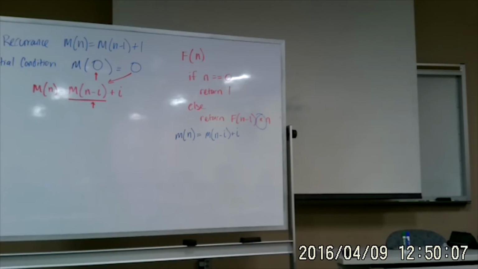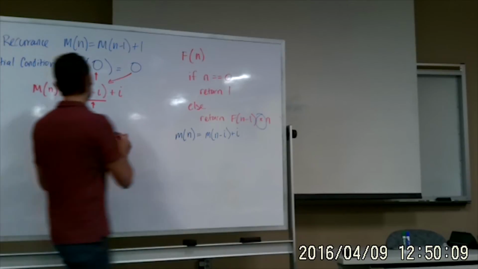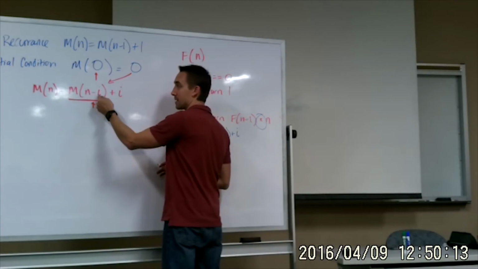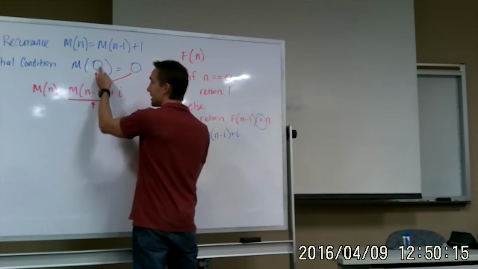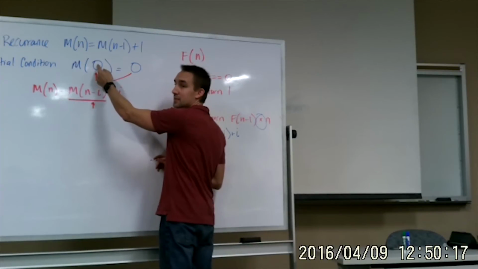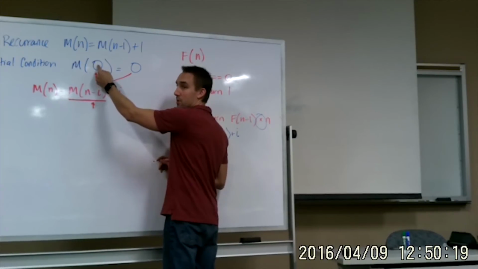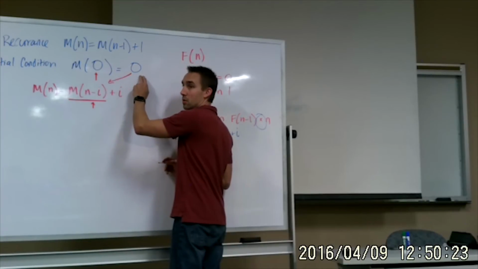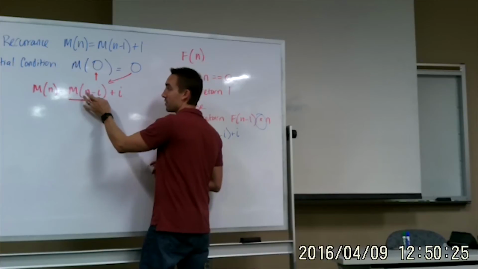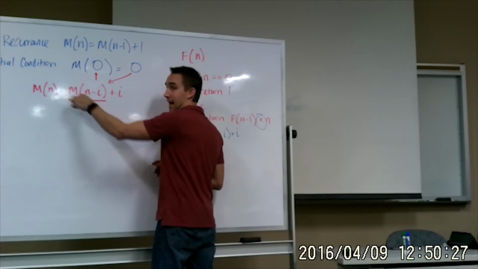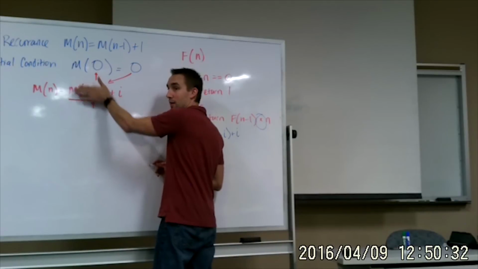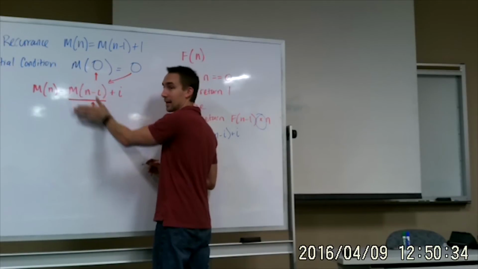Would you repeat it again? Sure. Our goal is to get what is on the inside here, n minus i, to equal 0. Because if it does, we've already established that m of 0 results in 0. So if we can get m of 0 here, we can replace that with 0. And that gets rid of m of, because we've got to get rid of that.